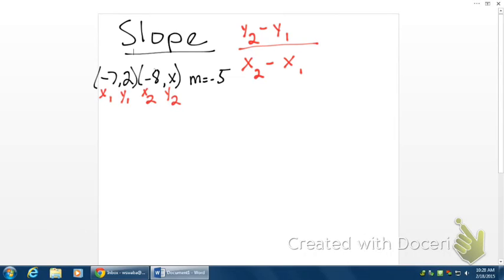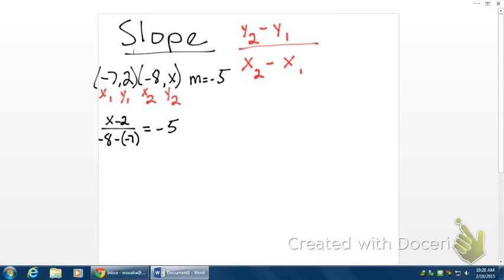My y2 is actually equal to x. My y1 is what? Well, it's going to be 2. My x2 is actually a negative 8. And my x1 is a negative 7. And all of this is equal to negative 5.